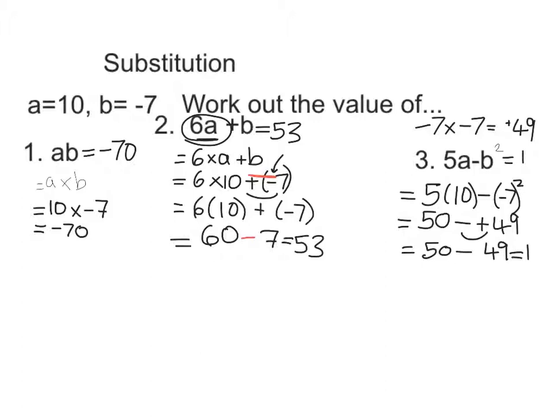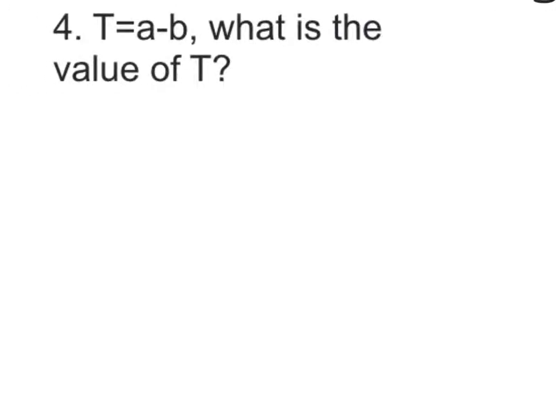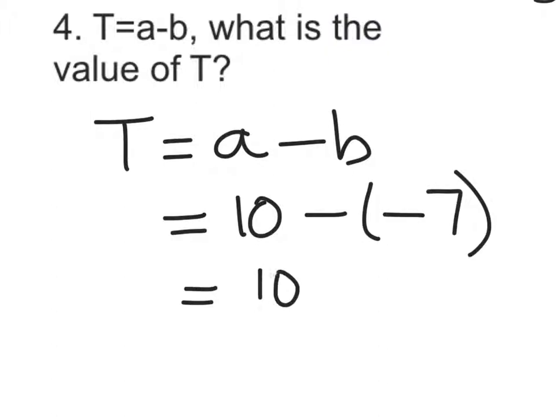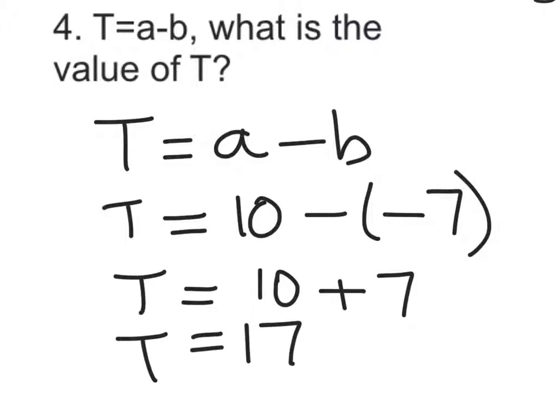I'm going to mix it up a bit and I'm going to give you one final example. Okay, it might look like it's a little bit different from before, but it's actually not. So we've got that T equals A subtract B. You might think, well, I don't know anything about T. You don't need to, you put in what you do know. So that is 10 subtract -7, which is the same as 10 plus 7, which is 17. And if you look, this is T, so what is the value of T? The value of T is 17.